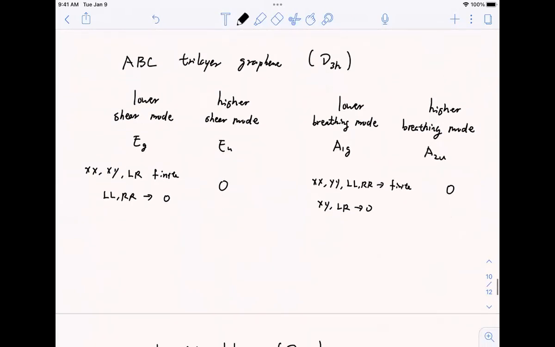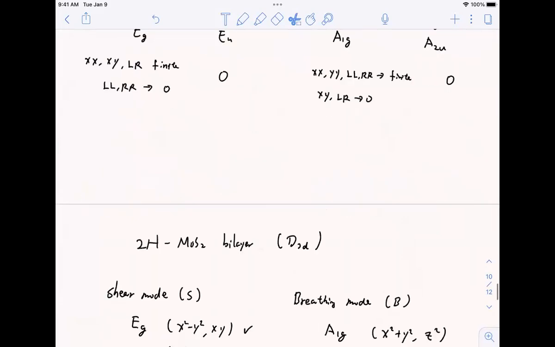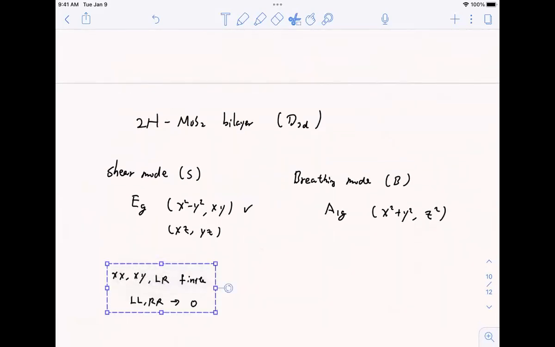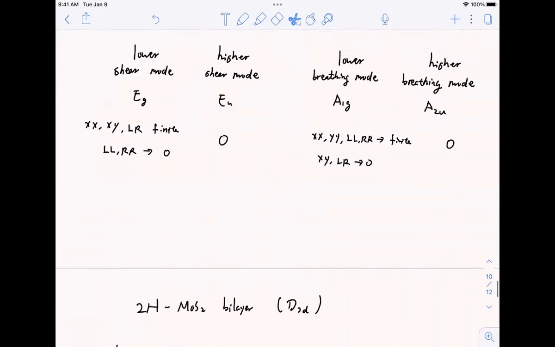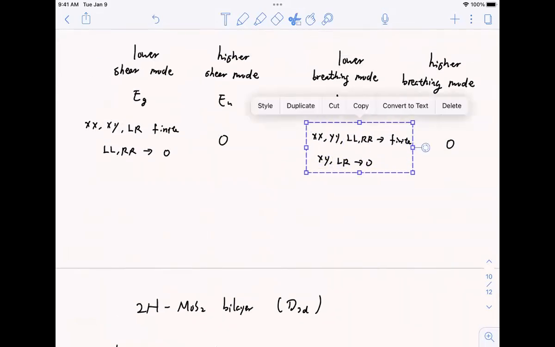Okay, you see the same group, you see the same representation, then the selection rules are basically the same. So you just directly copy this one. Just directly copy this one. These are the selection rules. A1G is this one. Copy.